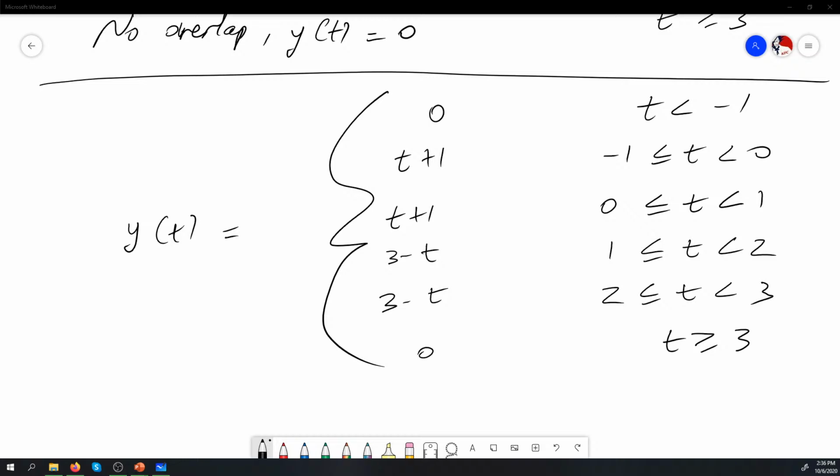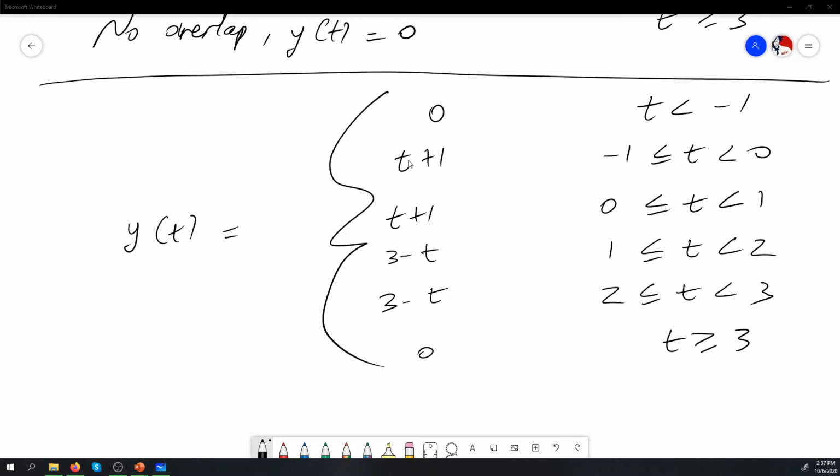But if you compare the answers for this example and the previous example, you're going to see that each one of these values was shifted by 1. So the time ranges were also shifted by 1, and the equations were also shifted by 1 when you compare the results of this example and the previous example.